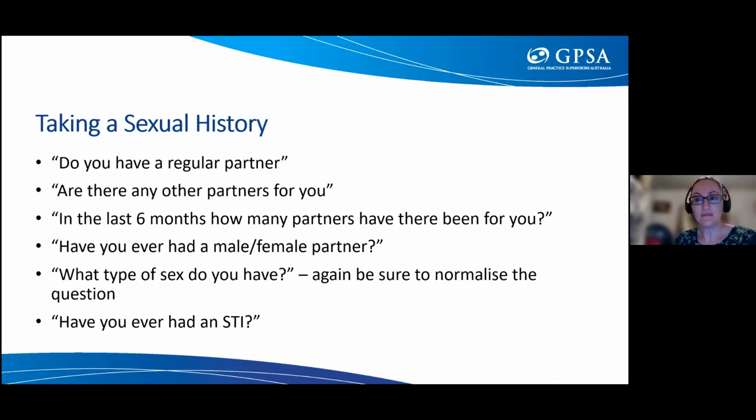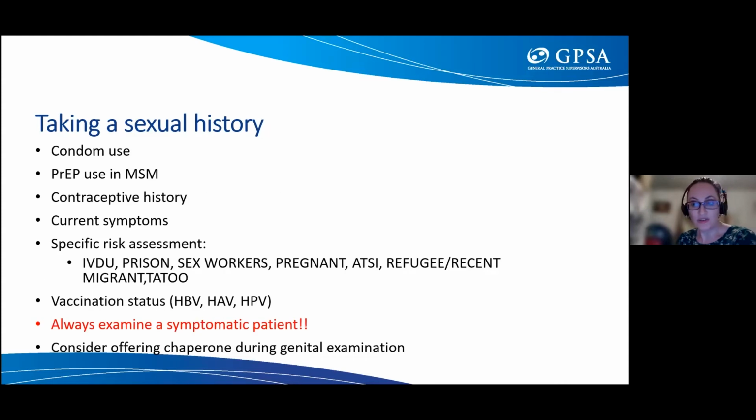And particularly men who have sex with men, it's really important to establish what type of sex they're having, whether it's receptive anal intercourse, penetrative anal intercourse, because again, that will change risk stratification and things like that. So finding out what type of sexual behaviours are going on is really important. And also asking if they've ever had an STI is important as well. Asking about condom use is important because, again, that's part of your risk stratification.